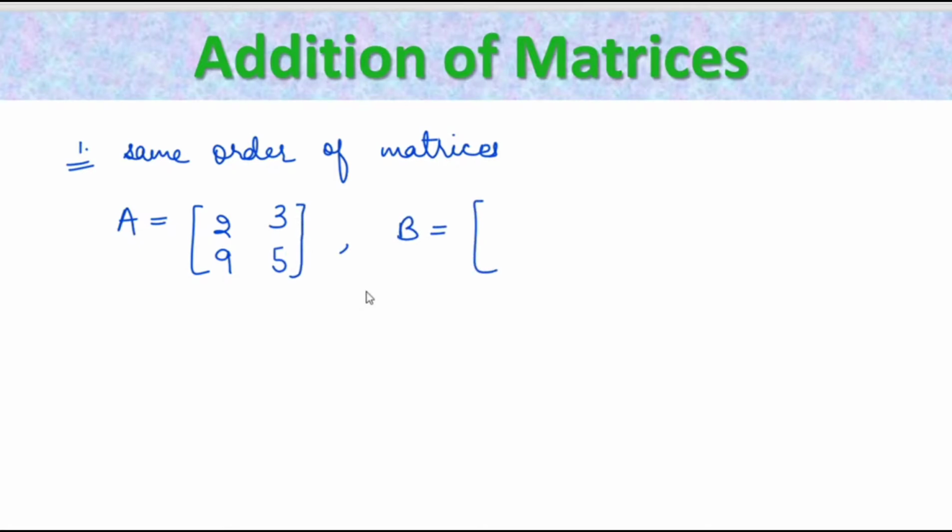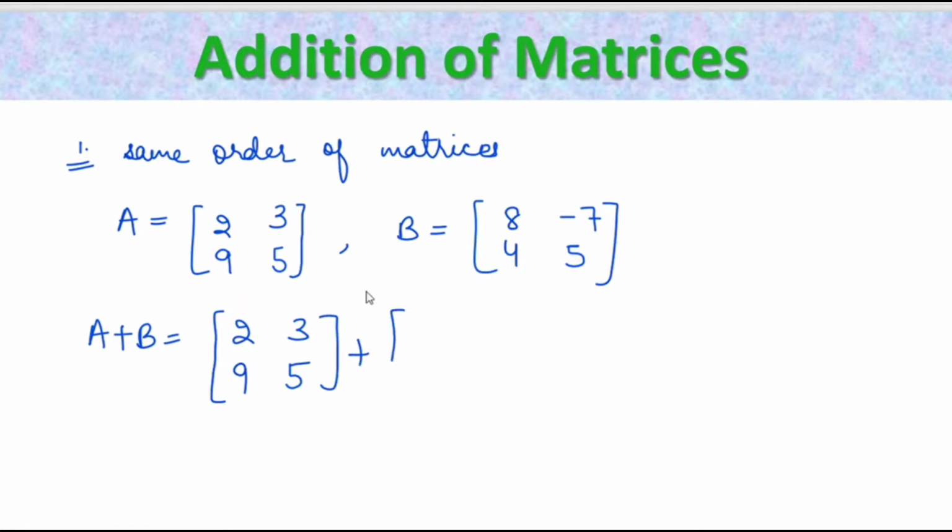is equal to 8 4 minus 7 and 5. Now add these two matrices, A plus B. Firstly we write here the elements of matrix A, then write the elements of matrix B. It is simple addition; we have to add corresponding elements. In A there is 2 at position 11, and in matrix B there is element 8 at position 11.